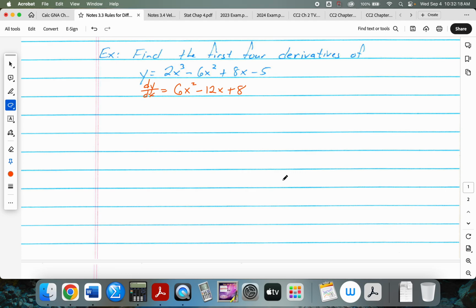And we notice that when we take the derivative of a polynomial function that has a constant term in it, the constant term gets cut off each time. Also, the power of our original, this is a cubic, now this is just a quadratic. The power continues to go down. So d squared y over dx squared, the second derivative, will be 12x minus 12.